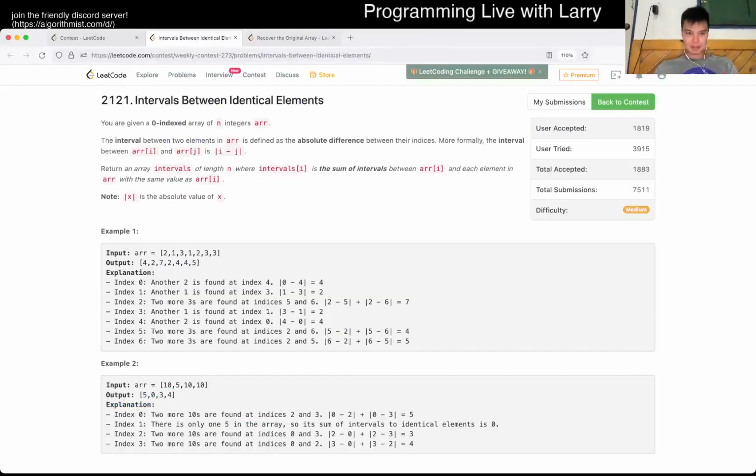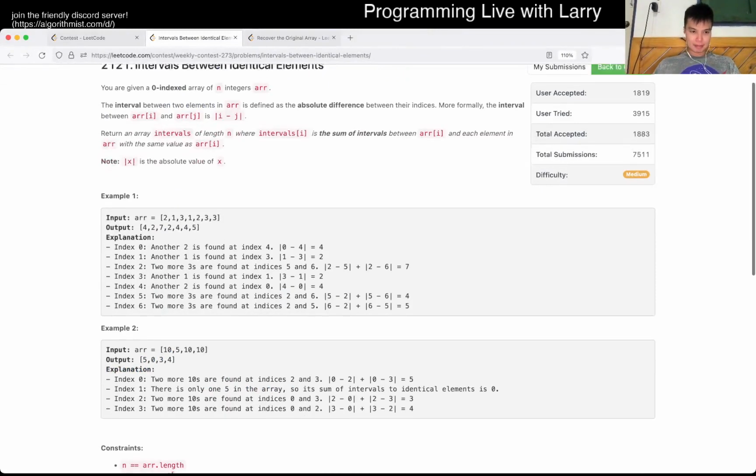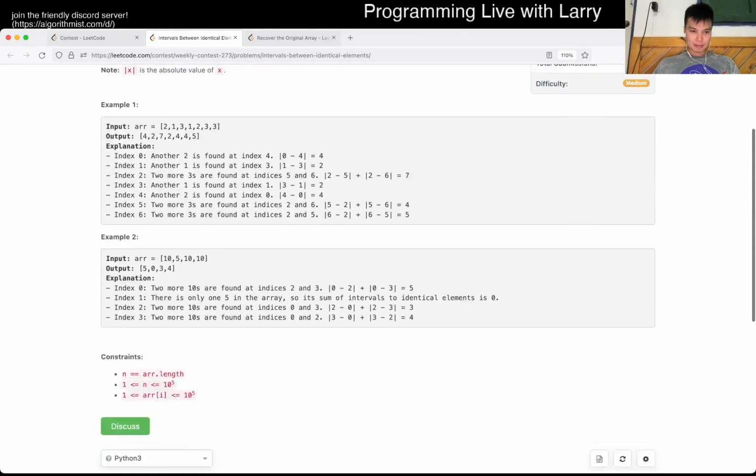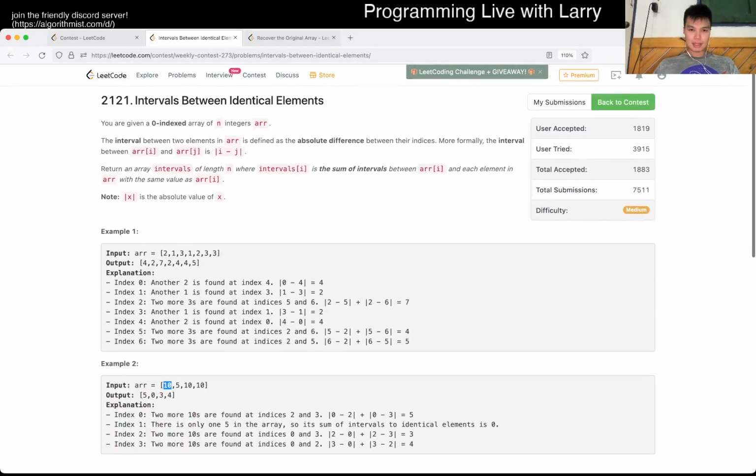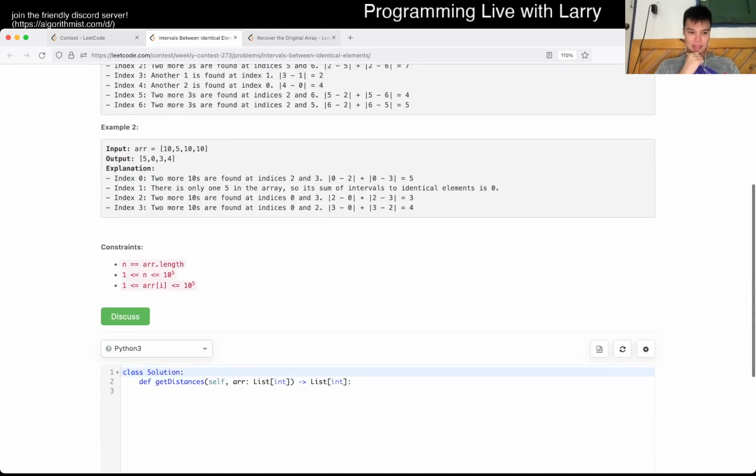Okay, good. Let's see. I should have read the problem before looking at the examples, but absolute difference between indexes. Is it max or min? The sum of the intervals are the same. Okay. What is n? N is 10 to the 5th, so that's a little bit awkward.